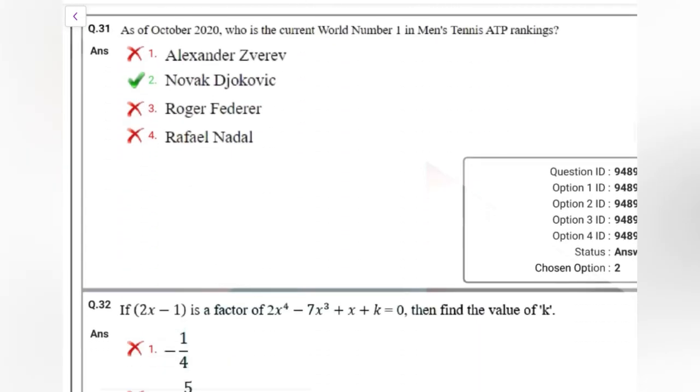As of October 2020, who is the current number 1 in men's tennis ATP rankings? They have asked as of October 2020. So option 2 is correct. It's Novak Djokovic.